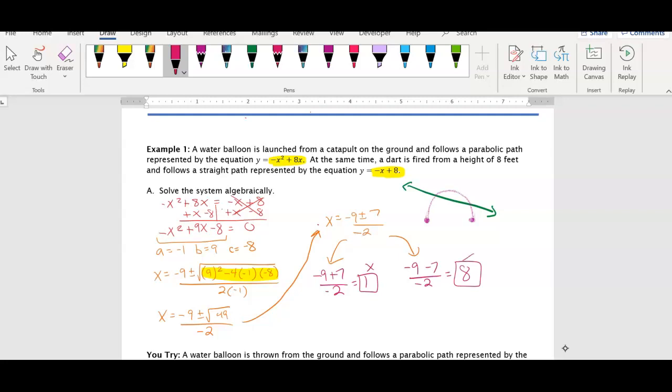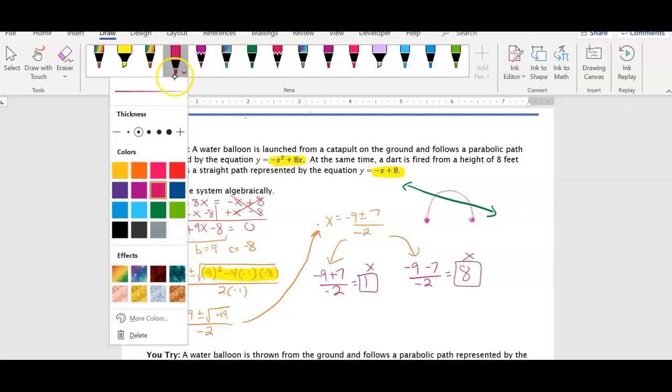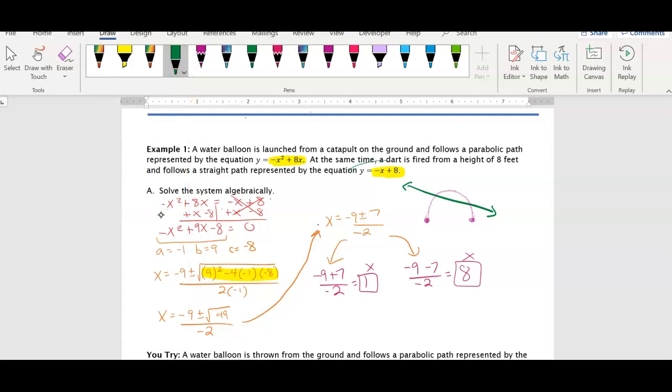So I've found my 2 x values, and remember that the next step is to plug them into your linear term to find out what your y value is going to be. So y equals negative x, so negative 1 plus 8. And then y equals negative x, negative 8 plus 8. If I do the math here, negative 1 plus 8 is 7, so that is one of my y values. And then negative 8 plus 8 is 0, so that's my second y value.